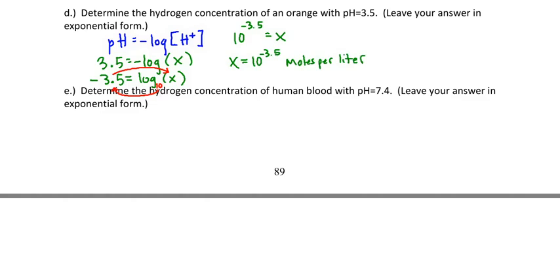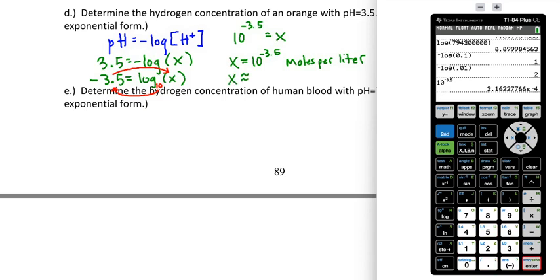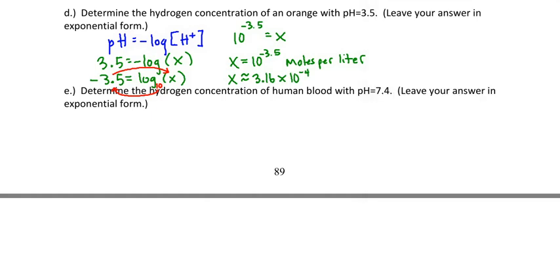Now, if you type this into your calculator, you want to be able to interpret the result. So 10 raised to the negative 3.5 gives me the answer in scientific notation. Okay, so this is approximately 3.16. Notice this e to the negative 4. That means times 10 to the negative 4. That's what is meant by exponential form or scientific notation. So we end up with 3.16 times 10 to the negative 4 moles per liter.